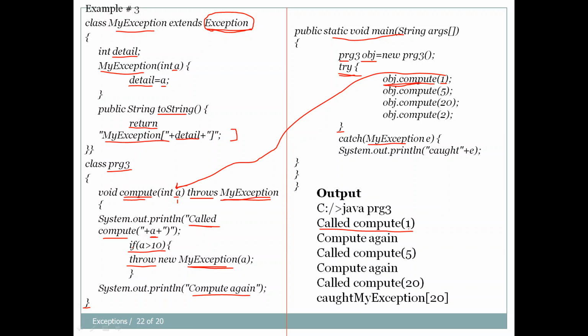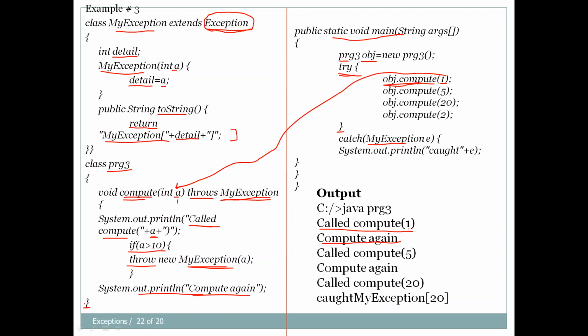After that the next statement is: if a is greater than 10. Is a greater than 10? The answer is no, because a is equal to 1, and 1 is not greater than 10. So it will not execute the throw statement inside the if condition. Directly it goes to the next statement, which prints compute again. Now look at the output: after printing called compute 1, it prints compute again. And this is the end of the compute method.